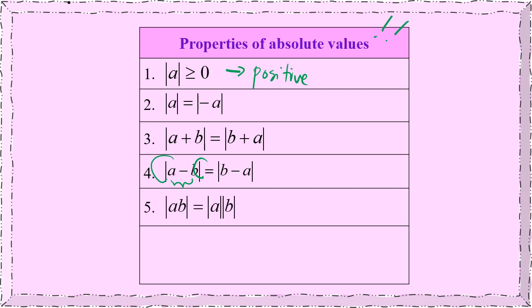Number 5, absolute of AB is equivalent to absolute of A multiplied with absolute of B. Both are positive values. And lastly, absolute of A over B is equivalent to absolute of A divided by absolute of B, where B must not equal 0. So please take note of these 6 properties of absolute values. We will use them in solving absolute equations and inequalities.